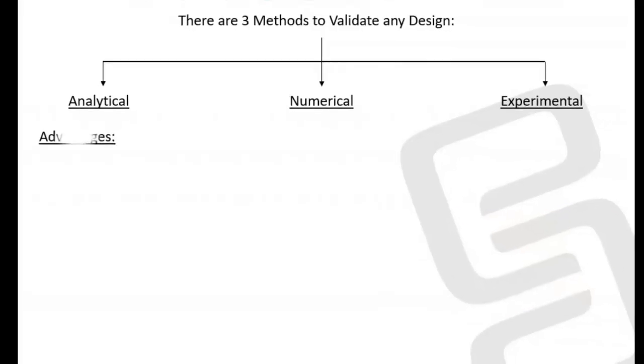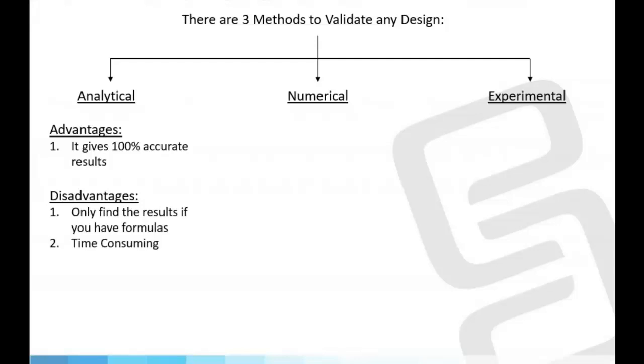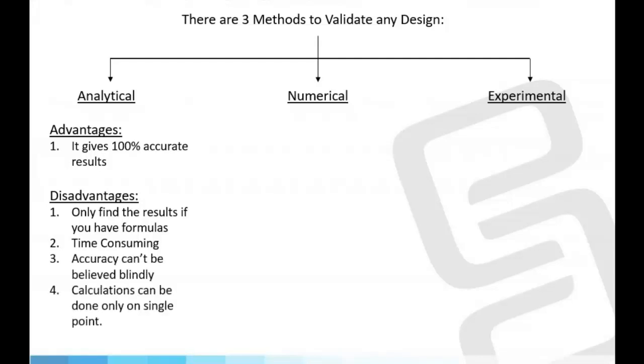Now let's understand the advantages and disadvantages of different methods. So the advantages of analytical method is it gives 100% accurate results on simpler components. The disadvantages of analytical method is you can only find the results if you know the formula. It is very time consuming. Accuracy can't be believed blindly. The calculations are only made on single points.